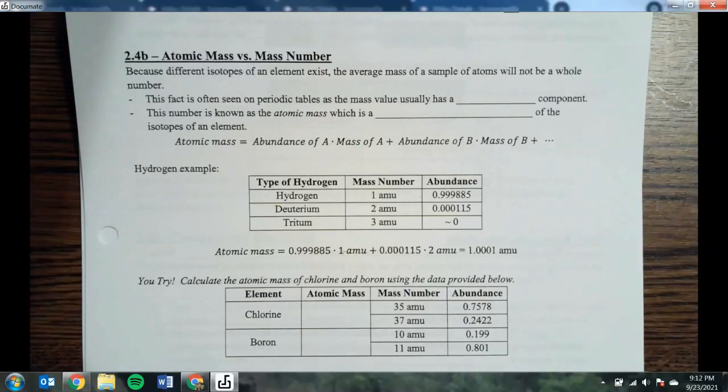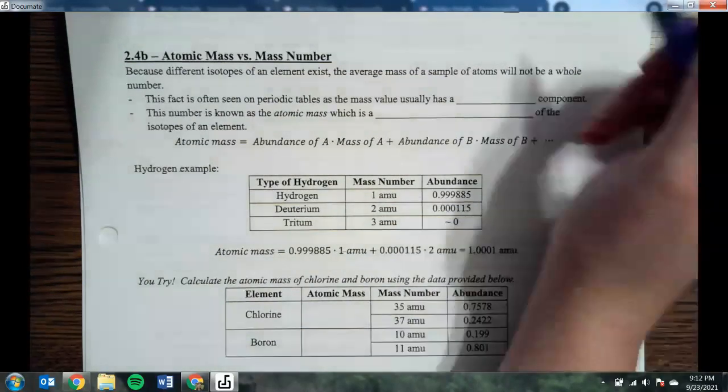Okay, so when you look at most periodic tables, you see that the mass number listed on that periodic table is not a whole number. Instead, it's a number that has a decimal component to it. That is because periodic tables don't list the mass number in most cases. Instead, they list something called the atomic mass. So just say the mass values as I said on the periodic table.